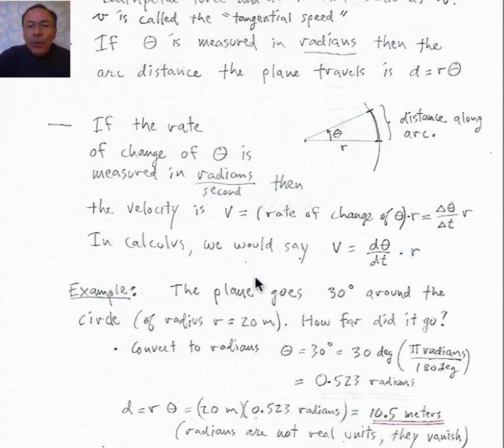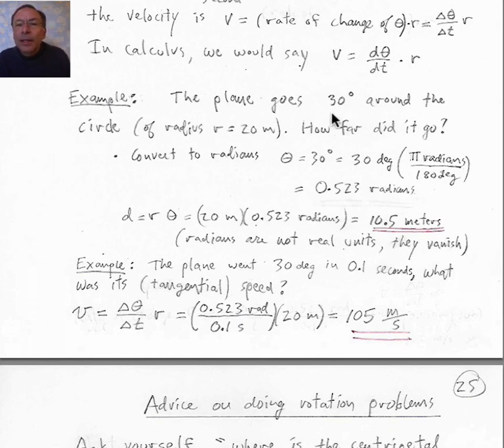All right, so let's put in some numbers here. If the plane goes 30 degrees around the circle, how far did it go? Well, okay, it doesn't work with degrees. We need to convert. You use the fact that pi radians is the same as 180 degrees. So 30 degrees times pi over 180. Notice that the degrees cancel, and you get 0.523 radians. Now we can use our formula. We've got 20 meters for the radius, 0.523 radians, and you get the answer, 10.5 meters.